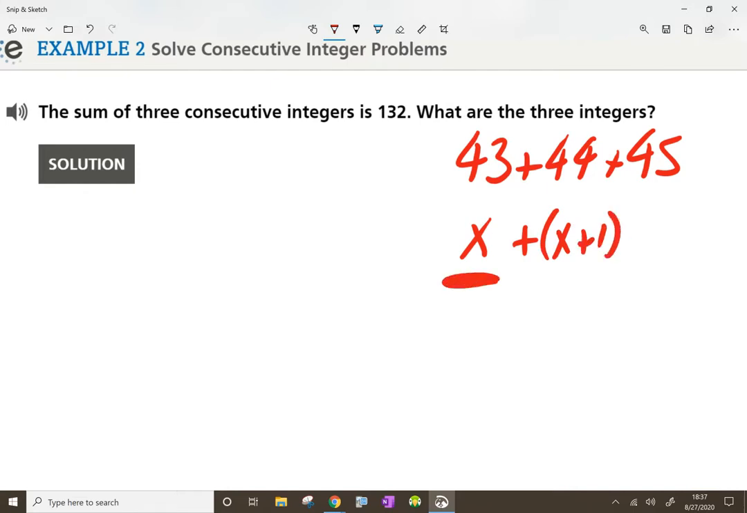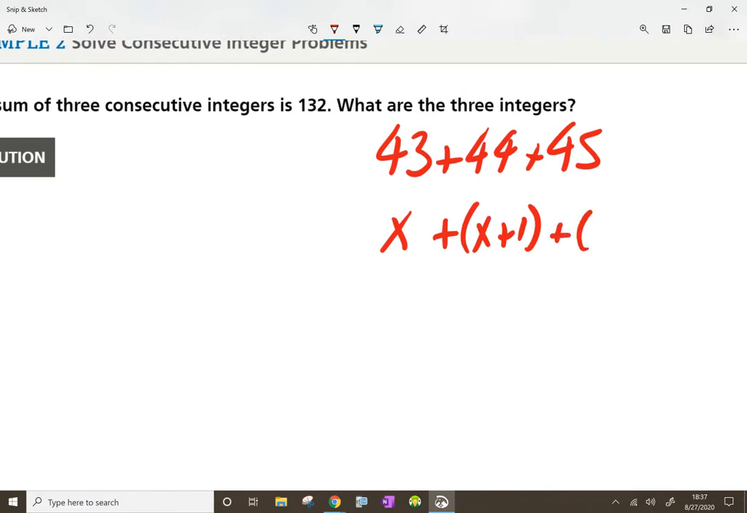Because whatever x is, x plus 1 will be the number immediately after it. So, for example, if x is 43, then 43 plus 1 makes 44, right? And then to add the third consecutive number, I would call that one x plus 2. Again, this is showing one number after my original, and this is saying the second number after my original. So essentially, consecutive numbers, right?